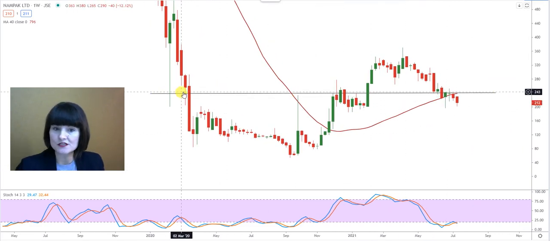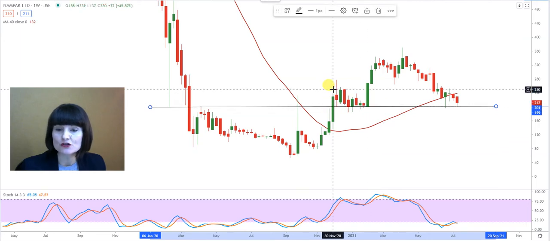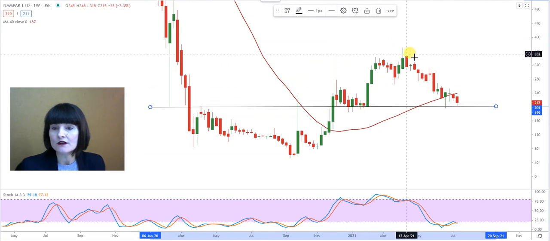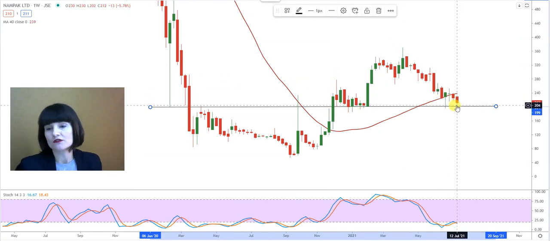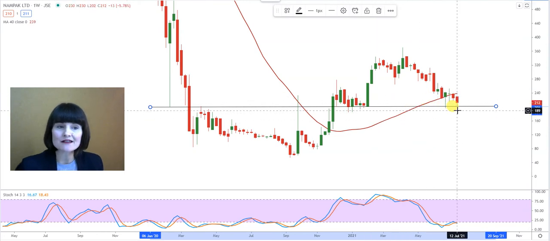So we've previously spoken about this possible cup and handle formation. But if I move this line a little bit lower, we can also see that this might be a possible head and shoulder formation. If I start my left shoulder here in that week of the 30th of November, left shoulder, head, and a small right shoulder. More importantly, we are below that 40-week moving average, and that 40-week moving average is waiting at 2.39, which we know means the long-term sentiment towards Nampak has changed to negative.